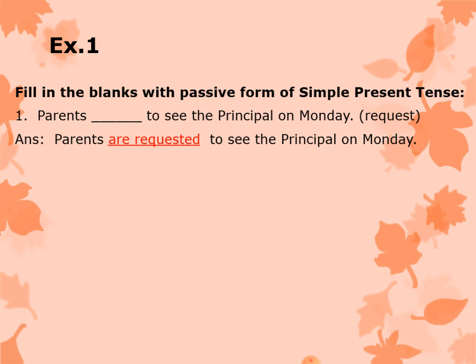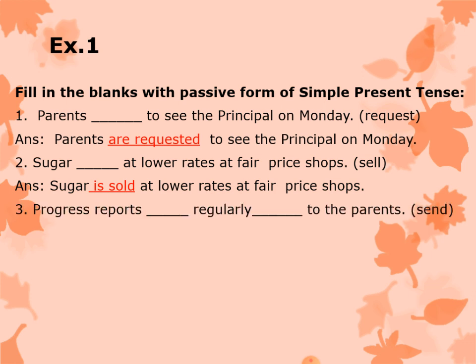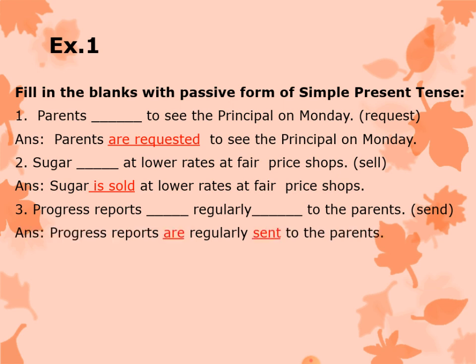Monday. Second sentence, sugar dash at lower rates at fair price shop. Brackets, sell. Sugar is sold at lower rates at fair price shops. Number 3, progress reports dash regularly dash to the parents. Send. Progress report is in a plural form, so we will be using are. The past participle form of send is sent. So the answer is progress reports are regularly sent to the parents.